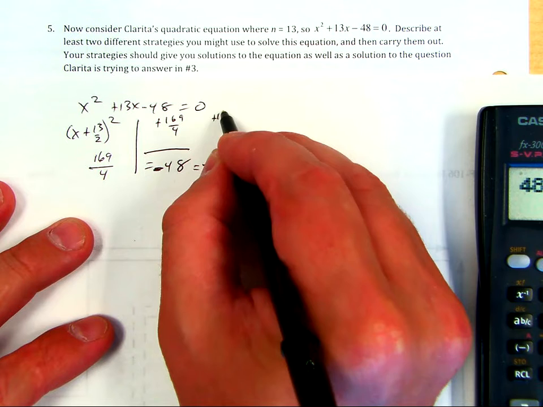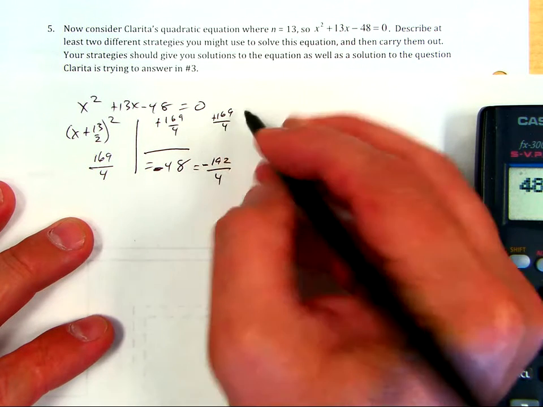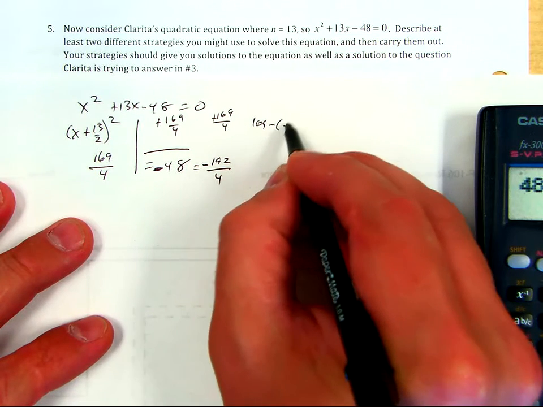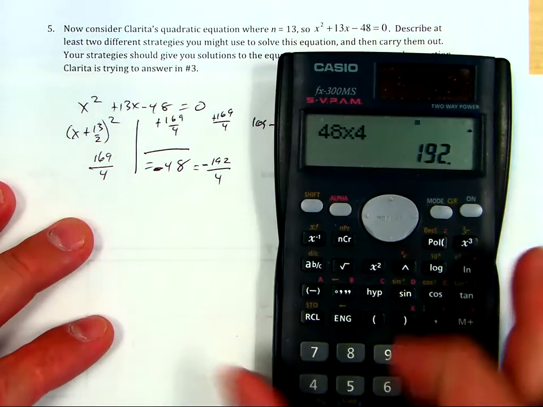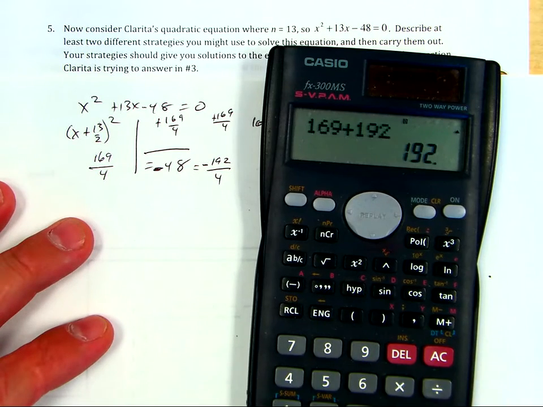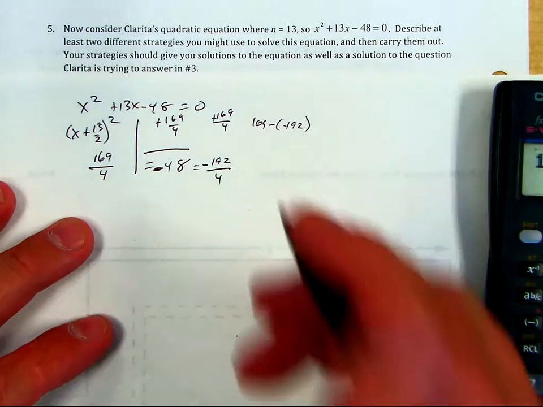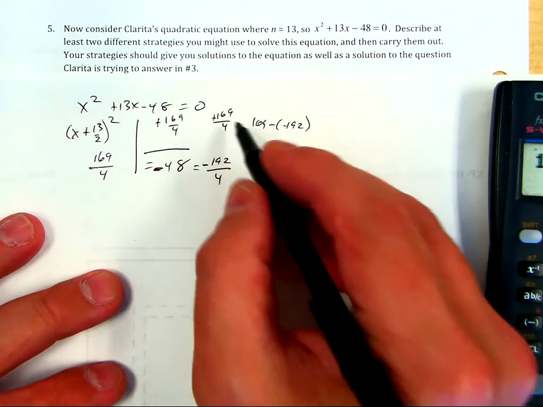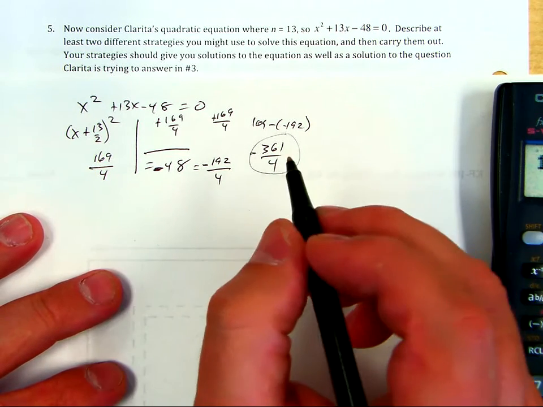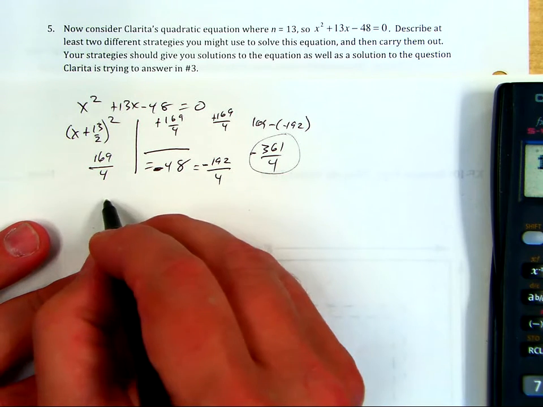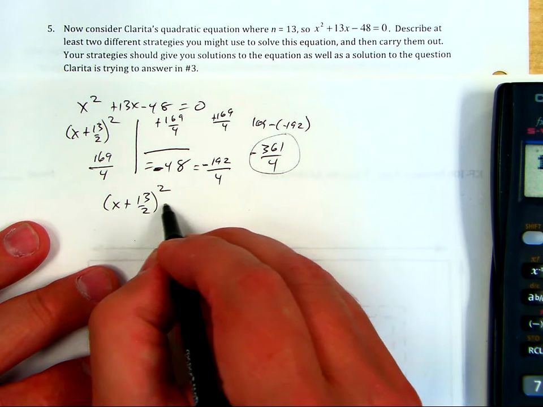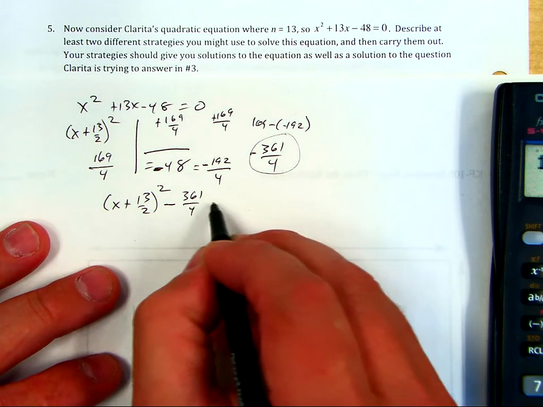What do I have to do to go from positive 169 over 4 down to 192 over 4? It looks like 169 minus a negative 192. So 169 is going to be adding 192, right? So it's 361. So we're actually subtracting 361 over 4. Ugh, that's our k value. Fractions. So our function looks like x plus 13 over 2 quantity squared minus 361 over 4 equals 0.